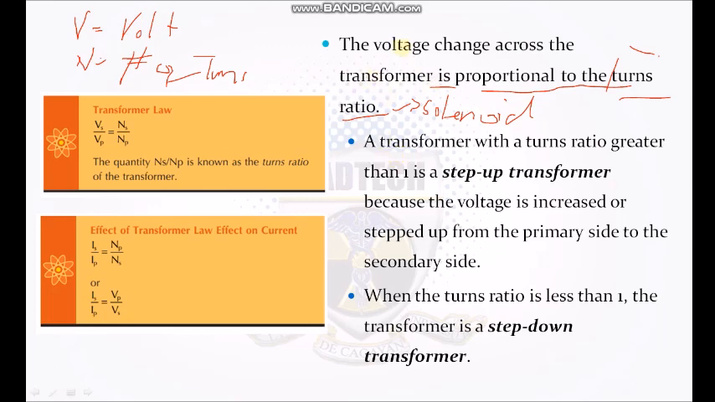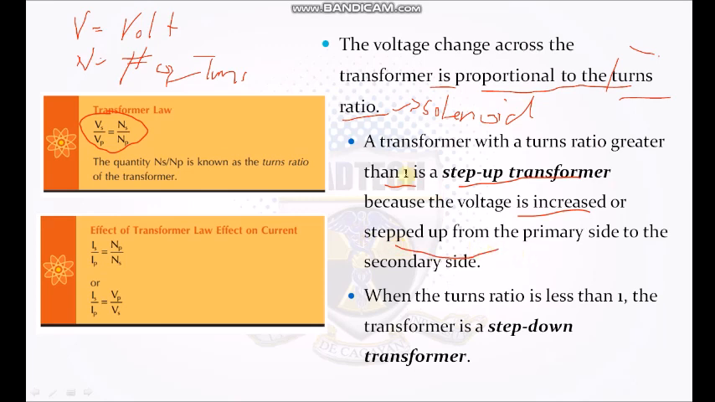Okay. So again, the voltage change across the transformer is proportional. That's why proportional po sa ato ang formula. So, na sa taas ang duha ka S, that is the secondary, and then the primary din na sa bus. Again, V is for the voltage and N is for the number of turns. A transformer with a turns ratio greater than 1 is a step-up transformer. Okay, because the voltage is increased or stepped up from the primary side to the secondary side.